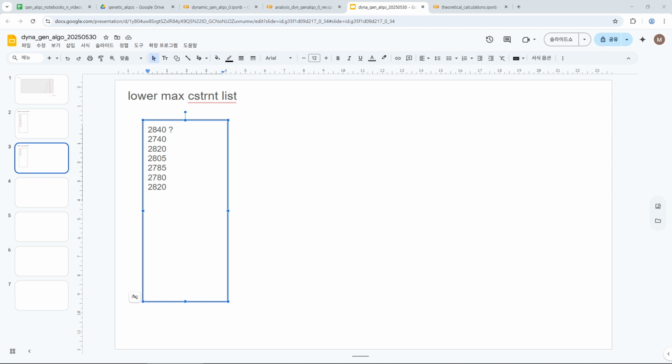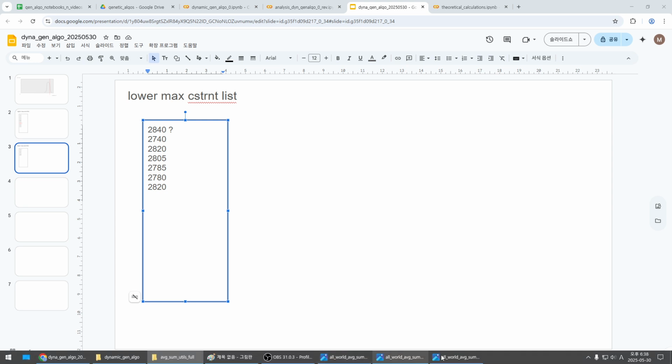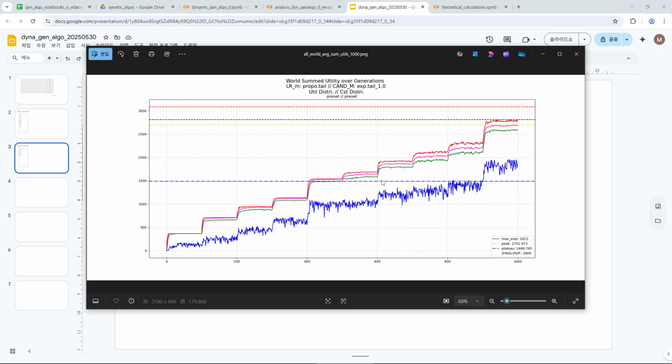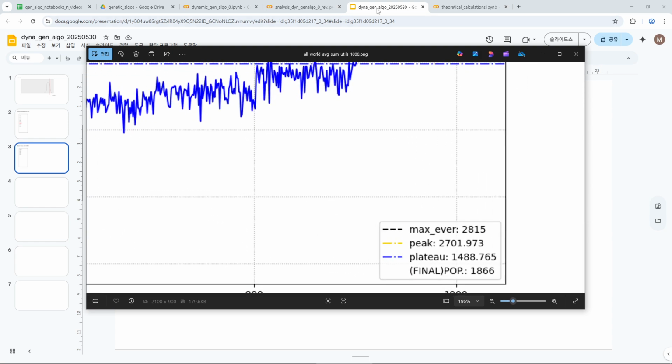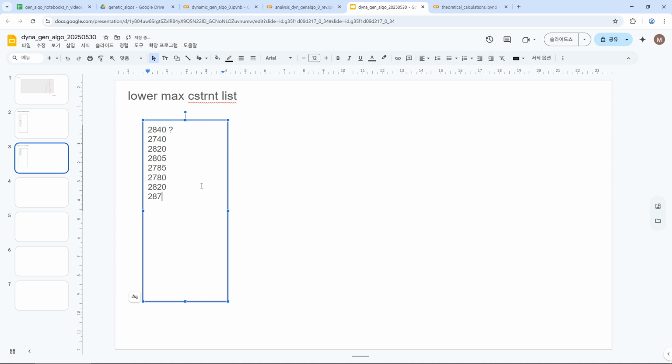And in this one, what is different? Oh yeah, everything is the same, except that now the candidate percentage value has been increased to 1.0. So that's 100% of the entities will be learn candidates, and in this case maximum ever hit 2815. So still not really hitting anywhere close to 2840.